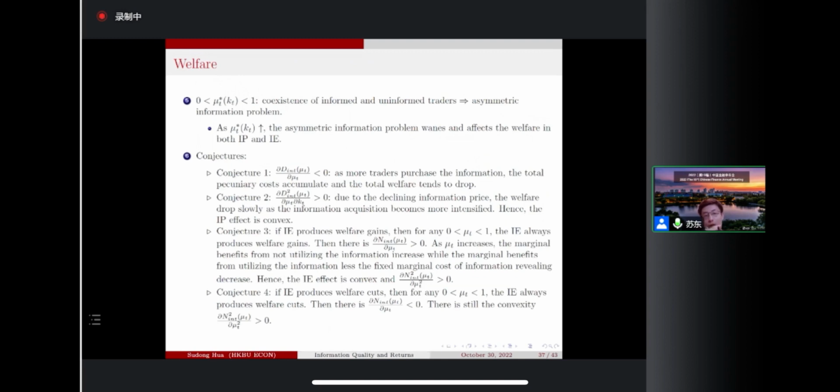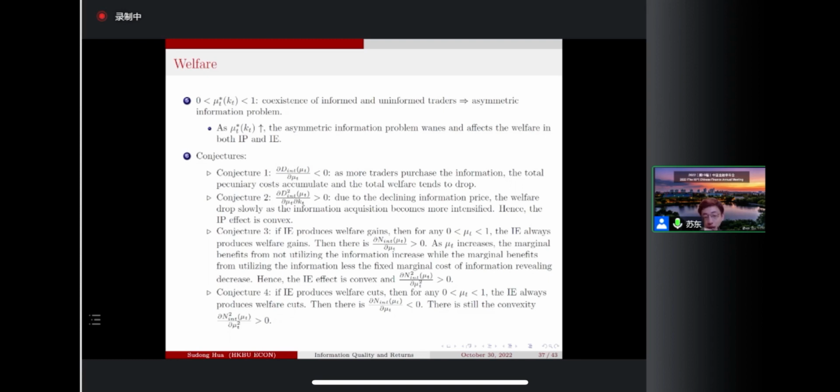The first one is that as the pecuniary cost accumulates, the total welfare should drop. So the first order derivative should be negative with respect to IP. The second order derivative could be positive because as the information price drops, welfare drops slowly as information acquisition becomes more intensified, and the IP effect is convex. About IE, if mu is smaller, between 0 and 1, and because this is a continuous case, the first order derivative is positive as there are more informed traders and the marginal benefits from utilizing this information increase, but the marginal benefits from utilizing this information minus the fixed marginal cost of information reading decrease, and the IE effect should be convex. And the second order derivative should be positive.